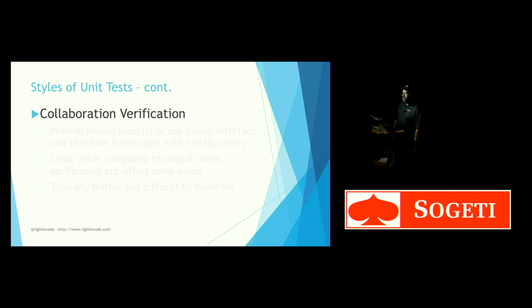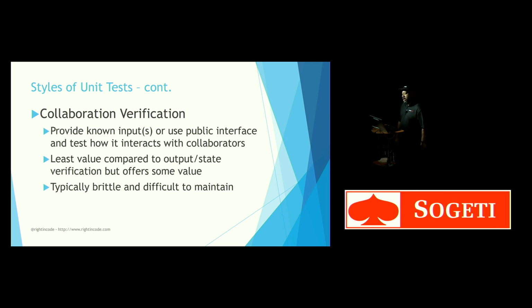And then collaboration verification. With this one, we provide known inputs, or use a public interface to the system under test, and basically test how it interacts with its collaborators. This one has the least value, and we'll explain why in a minute, compared to the other two verifications. But it definitely offers some value. One of the cons is that it's typically pretty brittle and difficult to maintain, and I have further explanation as to why that is shortly.